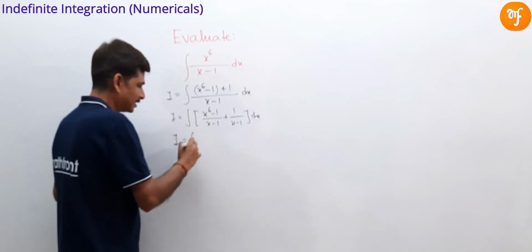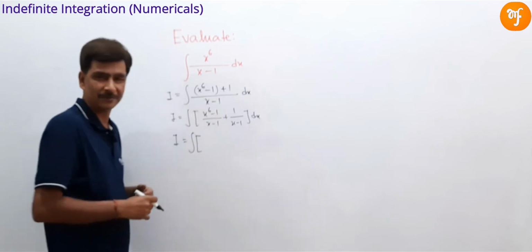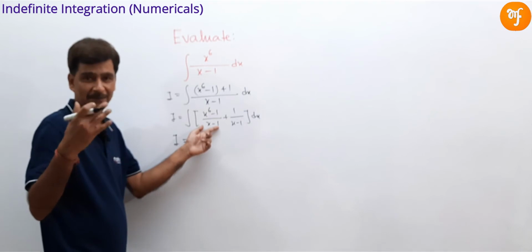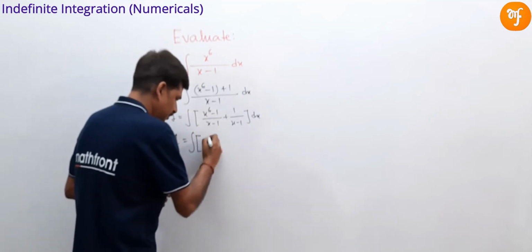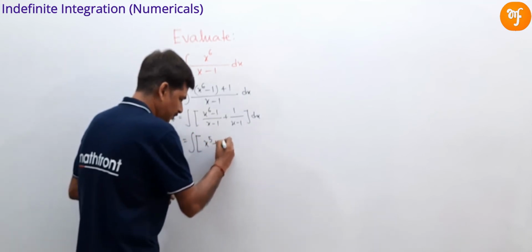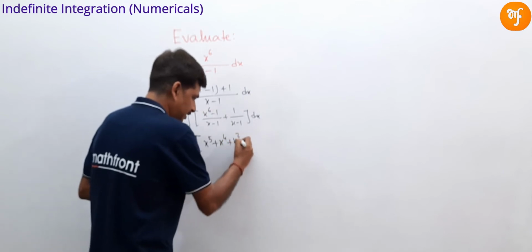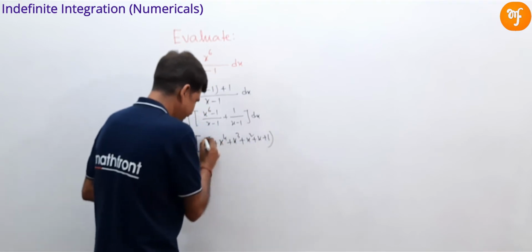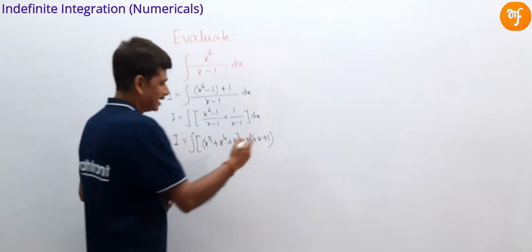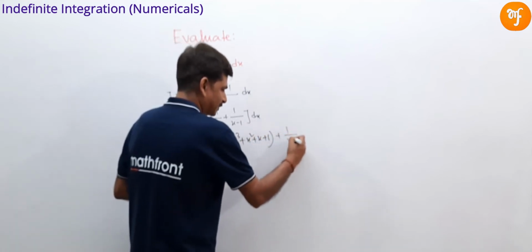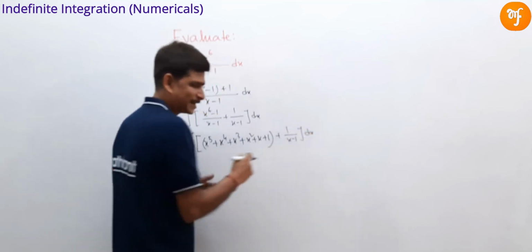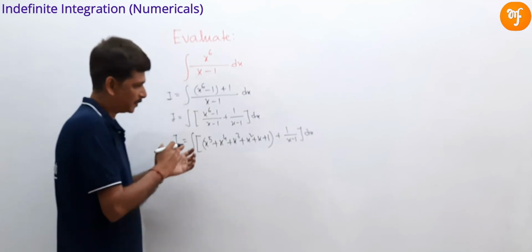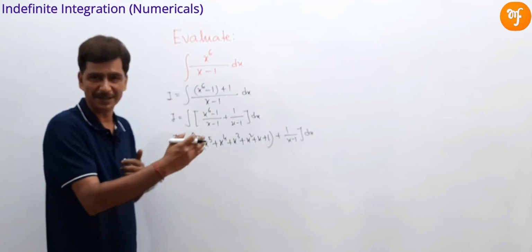So, I is the integration of, now look, (x to the power 6 minus 1) by (x minus 1) can be written by fundamental algebra as x to the power 5 plus x to the power 4 plus x to the power 3 plus x square plus x plus 1. Sure? We can write it. Plus 1 divided by x minus 1 dx. Is it clear? Okay. Now, we can split this integration into 7 integrations.